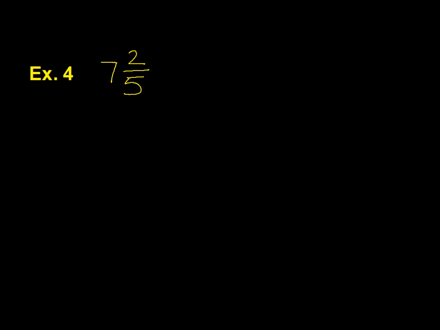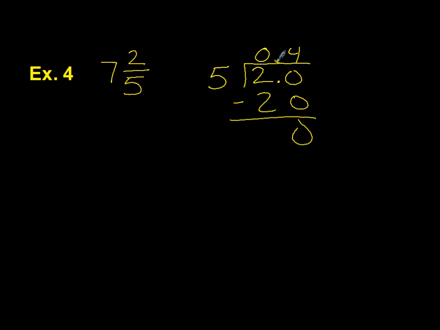On to example number 4. Now we're dealing with a mixed number, not as difficult as the previous one in terms of the division end of it. So we're just going to look at the fractional part. So we have 2 divided by 5. Throw on your decimal there. 5 goes into 20 4 times. Subtract. So we have 4/10. So we take our decimal number, add it to our whole number, and we end up with 7 and 4/10.